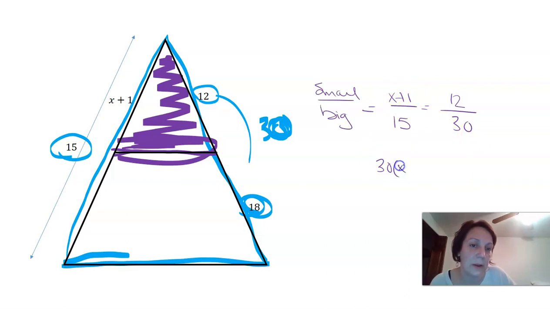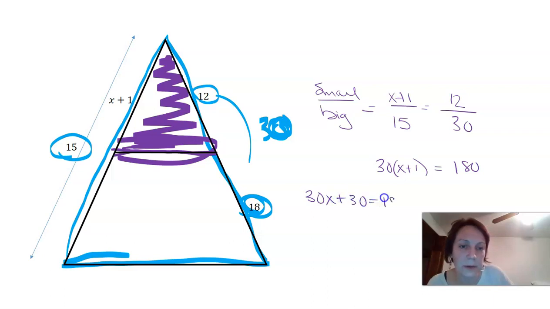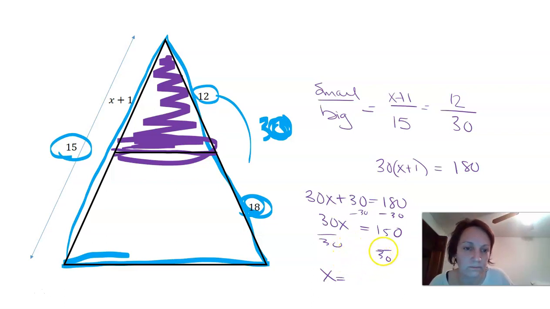So again, if I cross multiply, 15 times 12 is 180. So I have 30x plus 30 equals 180. So 30x, if we take the 30 off of both sides, is equal to 150. Divide by 30 on both sides. We get x equals 5.